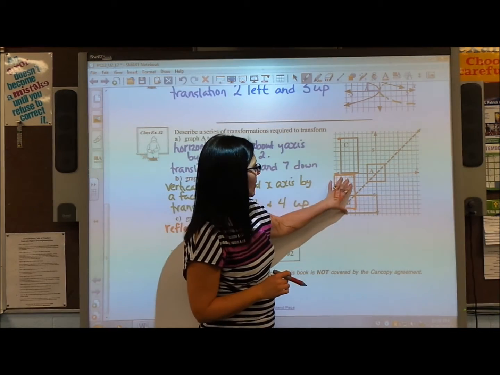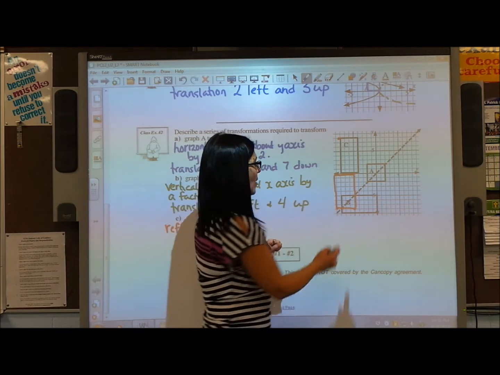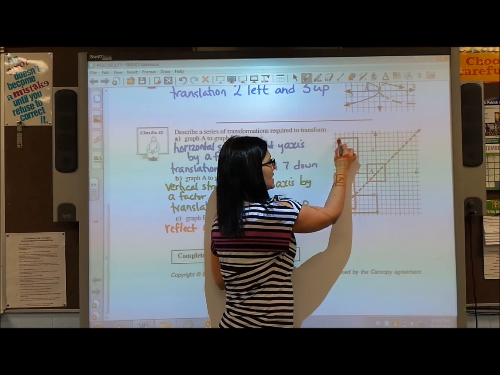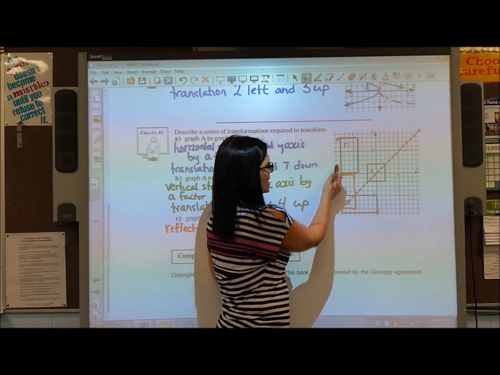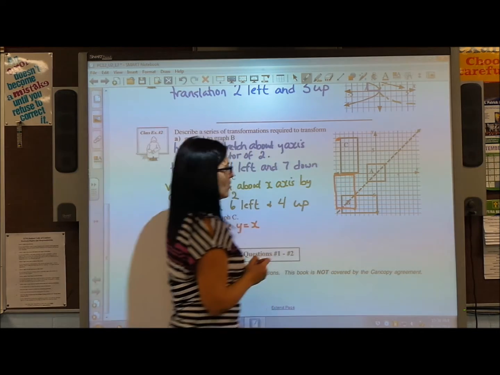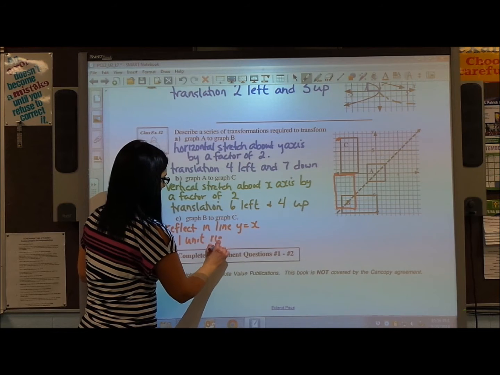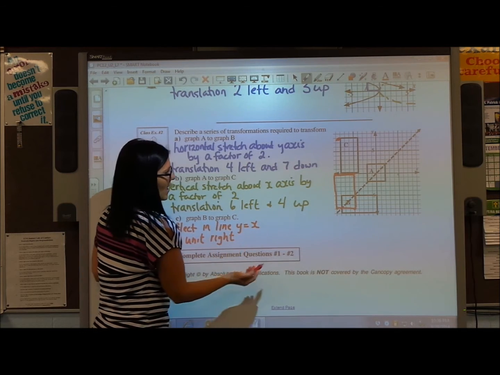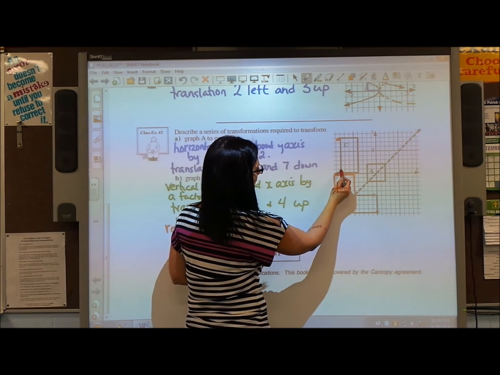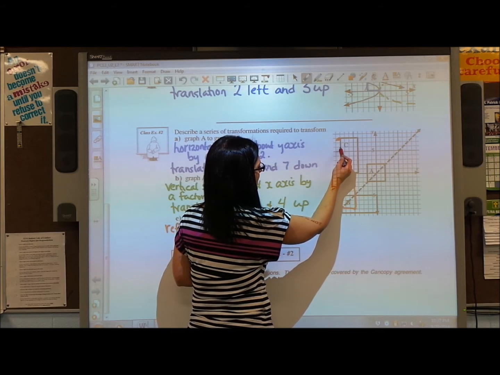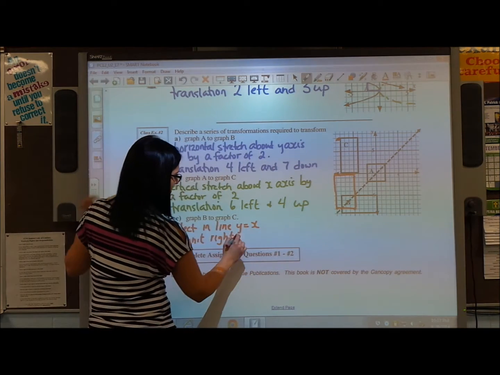And then from here, I'm going to shift this entire graph up. So again, I can look at these 2 points. To go from this point to this point, I go 1 unit to the right. And then I'm going to go 1, 2, 3, 4, 5, 6, 7, 8 units up.